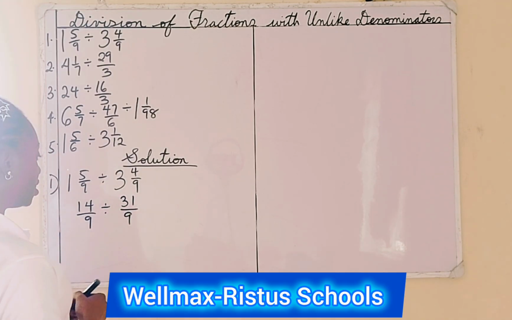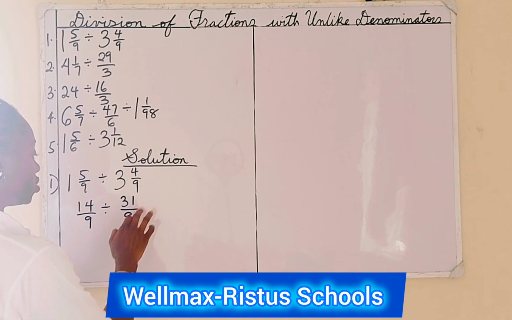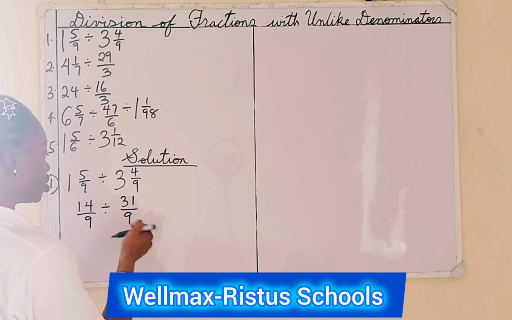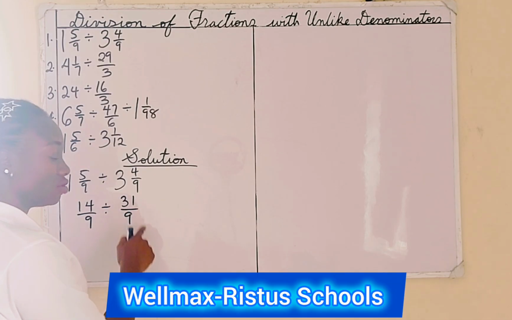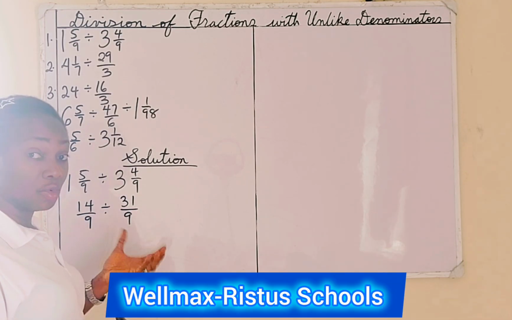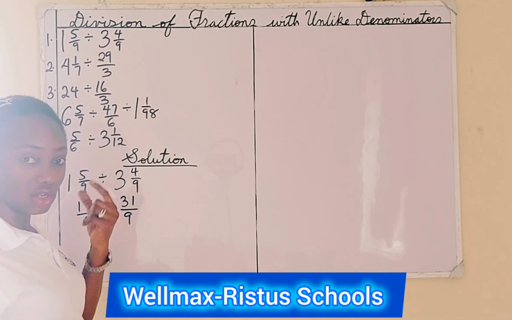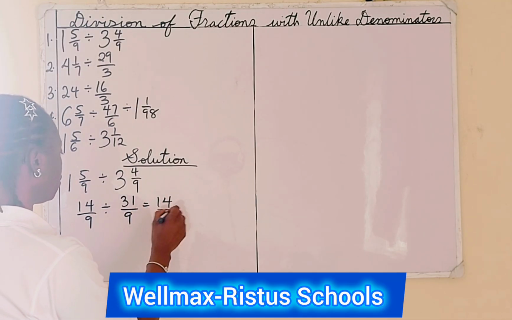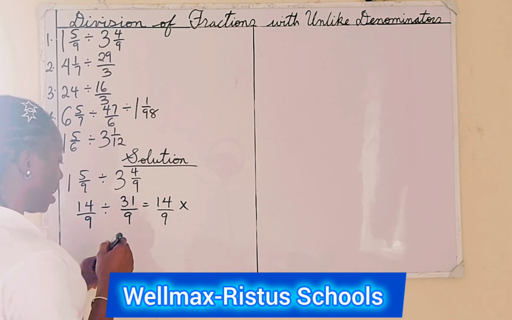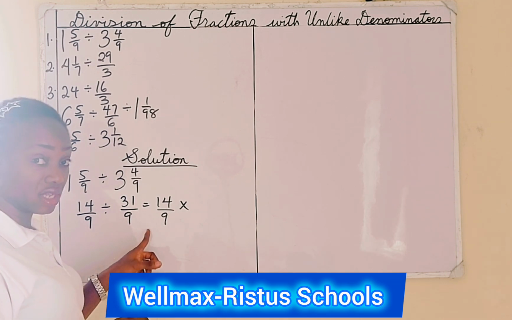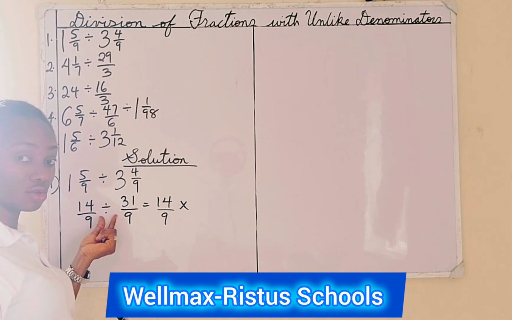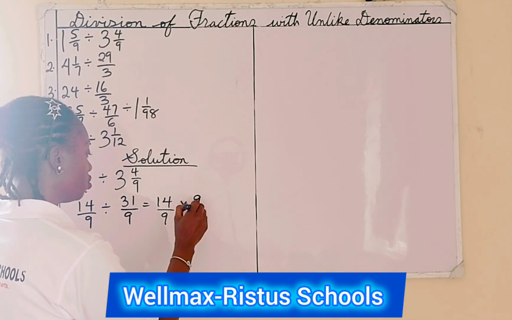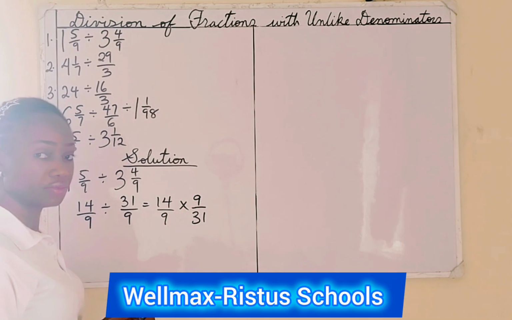So what we're going to do here is convert this 31 over 9 to the inverse or reciprocal. We're going to write the reciprocal of 31 over 9 so it can enable us to divide the fraction appropriately. Now this becomes 14 over 9 times, and when you write the inverse of 31 over 9, the division sign also changes. So it becomes 14 over 9 times 9 over 31.